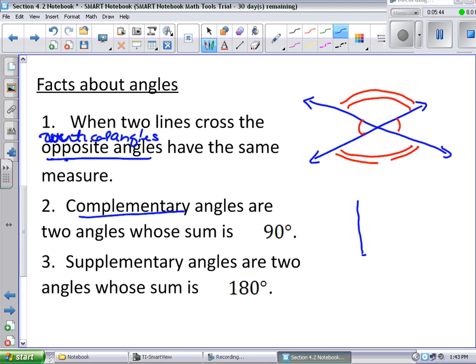Complementary angles are two angles whose sum is 90. When you have two complementary angles, they form a right angle. You can call one of them x and the other one 90 minus x.